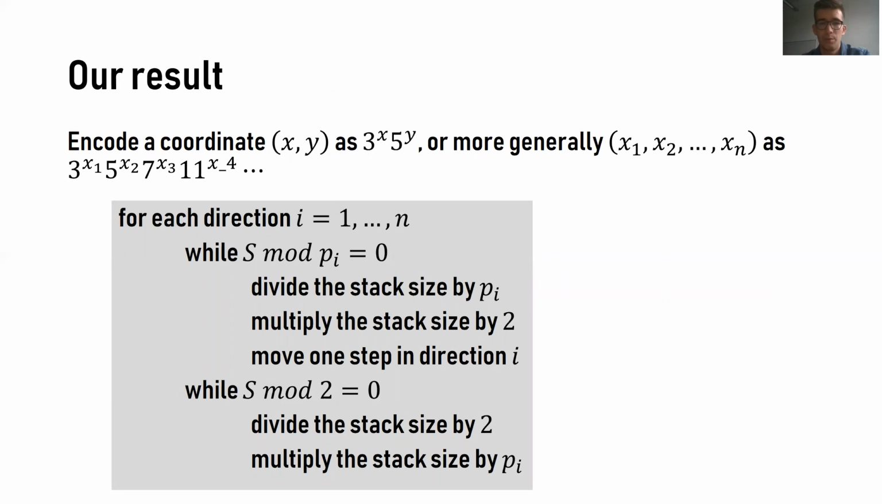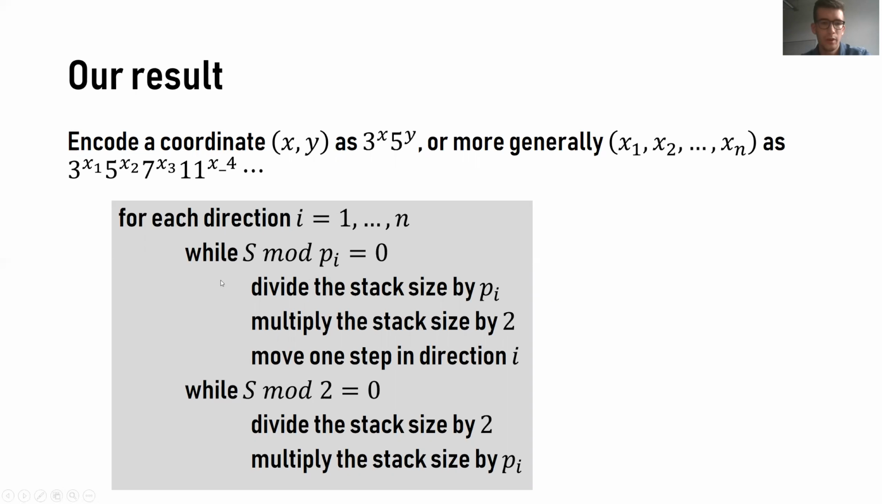So our solution to this problem was to choose a different kind of encoding. We encode a coordinate xy as 3 to the x times 5 to the y. We were told that this is also called Gödel's encoding. More generally, we represent a number as the power of different primes. Now, why is this a good idea? Well, this allows us to perform a similar kind of idea. However, it allows us also to revert all these operations, even an infinite number of them.